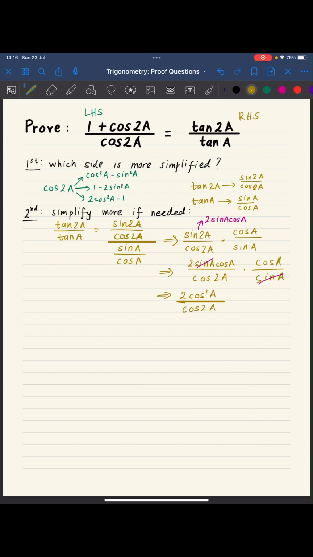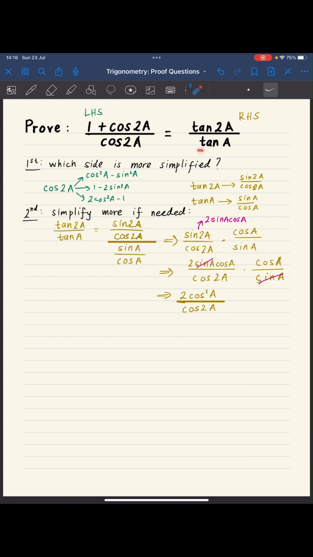Now you might ask, sir, you don't need to call me sir actually, but you might ask, hey, bro, what about the denominator? Shouldn't we also expand the denominator?